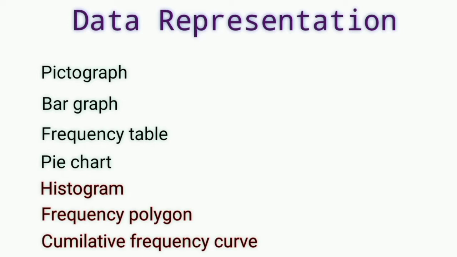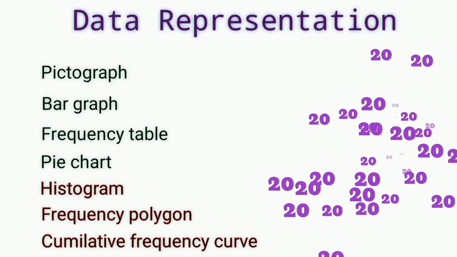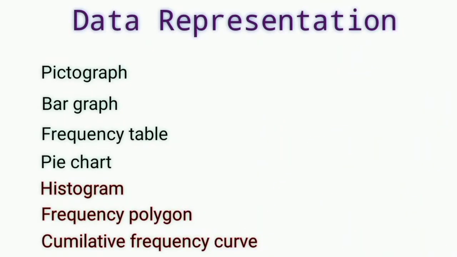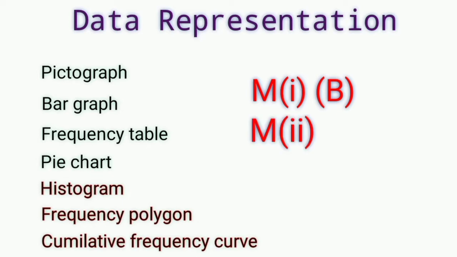This topic, data representation, in your O-level final exam will bring you 20 marks. There will be two types of questions. In Mathematics 1 B part, you will get a question in data representation. Meanwhile, in Mathematics 2, you will get a question on frequency distribution, frequency table and finding the mean. So if you are clear on this topic, you will be able to score 20 marks from it.